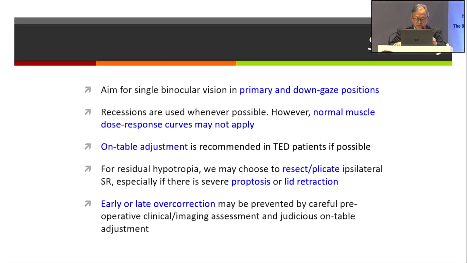For residual hypertropia, we may choose to resect or plicate the ipsilateral superior muscle, especially when there is combined severe proptosis and lid retraction. Early or late overcorrection may be prevented by careful preoperative clinical and imaging study and a judicious on-table adjustment.